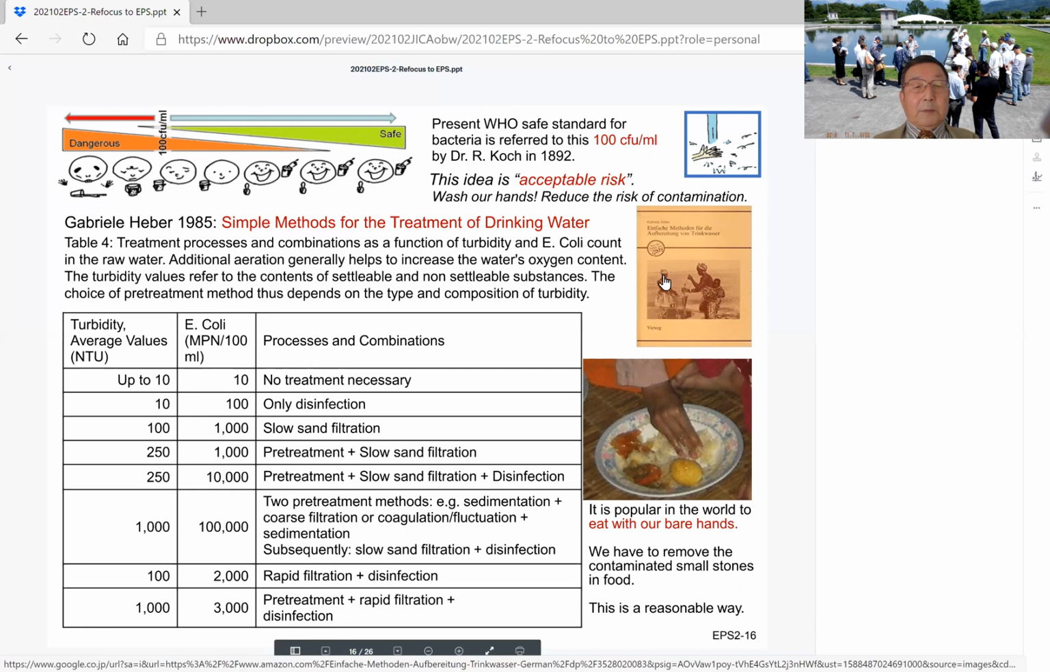In this textbook, there are criteria for the level of turbidity and E. coli in the original water, which determine the treatment process necessary. In that case, with a small number of Escherichia coli, no treatment is necessary, maybe only disinfection. Or slow sand filter. And if heavily polluted, we need chemical treatment, rapid filter.